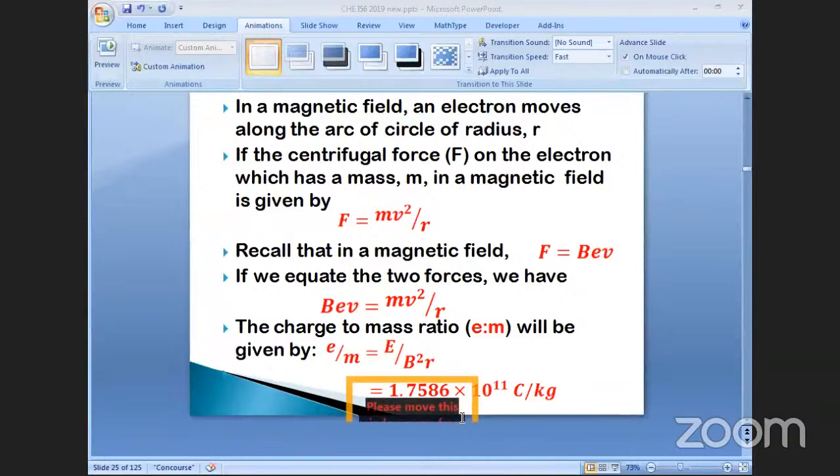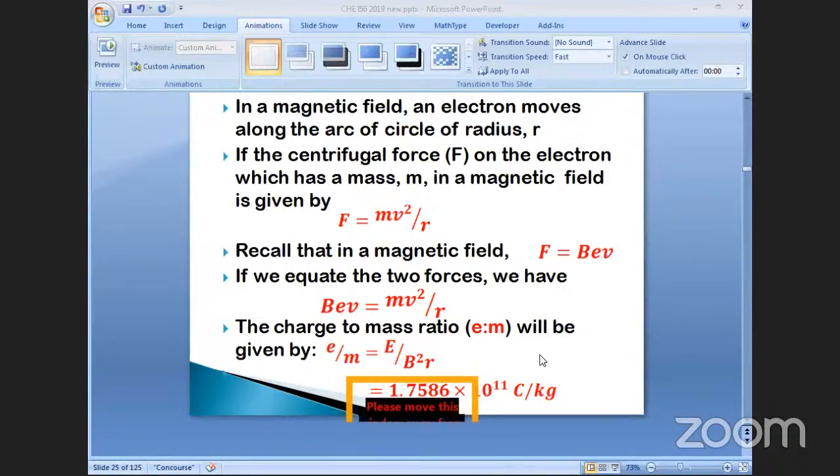Okay, ma. I said I understood the way the magnetic field strength is equal to the electric field strength. I understood it. But what I'm saying here is that when you said BeV equals mv squared over r, now we have E over M. This capital E, I don't know where it's coming from. The capital E over BR squared, B squared R.